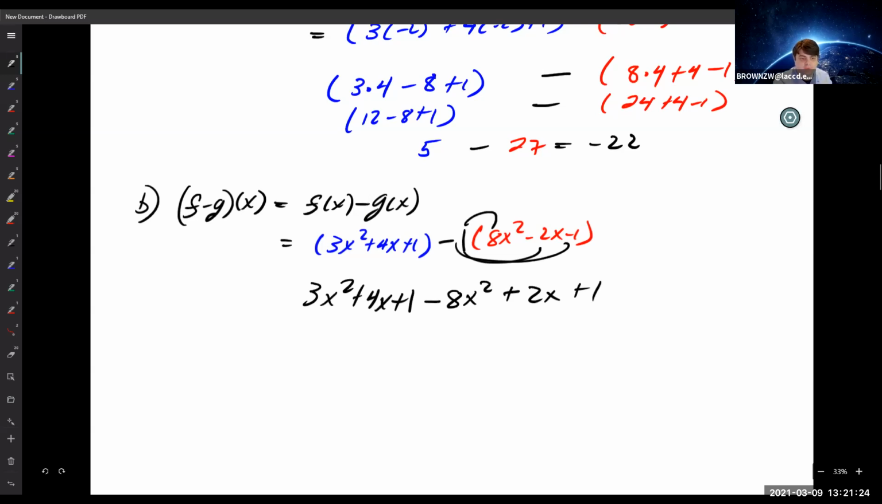So now just going through and combining our like terms. 3x squared and negative 8x squared will leave me with negative 5x squared. 4x and 2x would leave me with plus 6x. And positive 1 plus positive 1 leaves me with positive 2. So once again, I'm just rewriting it with the colors. We have negative 5x squared plus 6x plus 2. Okay.